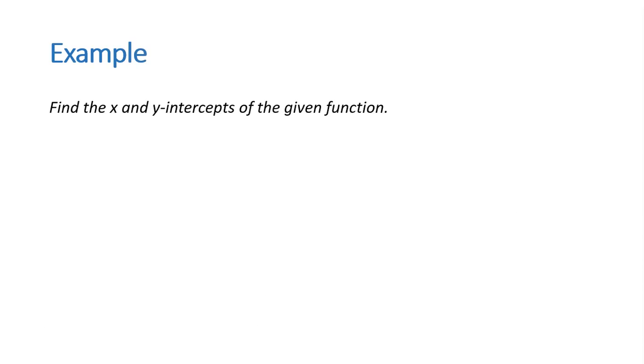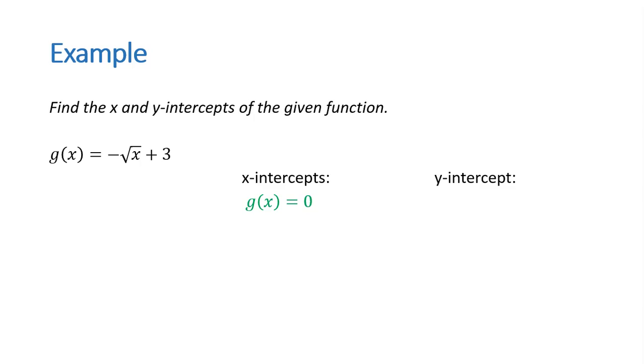Let's try another one. Now we have a function that has a square root in it. So g of x is equal to negative square root of x plus 3. For our x-intercepts, we assume g of x is equal to 0. In other words, assume y is 0 and solve for x. So that means the same thing as negative square root of x plus 3 is equal to 0.